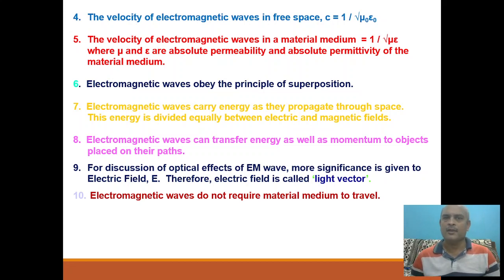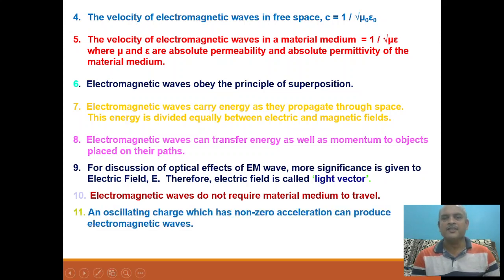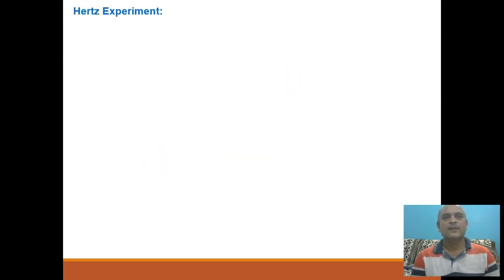So the properties that are similar to those of light will be followed by electromagnetic waves. And an oscillating charge which has non-zero acceleration can produce electromagnetic waves. There is a word, non-zero acceleration. It means there must be acceleration. Now, there is a famous experiment by Hertz. Hertz is a unit of wave frequency. So there is a large contribution of Hertz. That is an experiment known as the Hertz experiment.